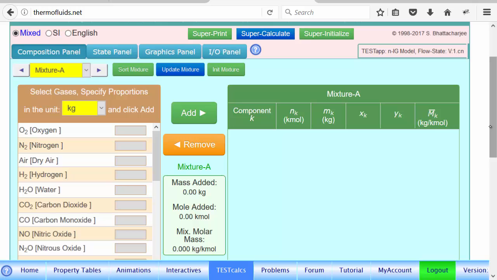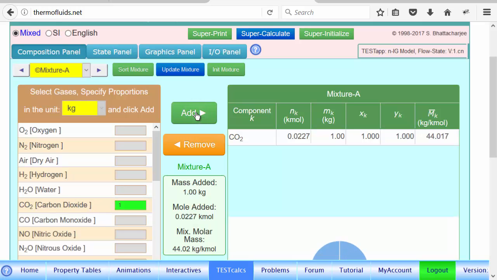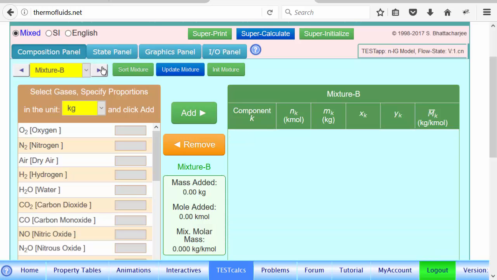So mixture A is what? We have carbon dioxide coming in. It's not really a mixture, so it's pure carbon dioxide. We just put 1 kg. It doesn't matter whatever unit we choose, kg, kilomole, percent. We can put anything. It's pure CO2. Mixture B is pure hydrogen. Add to the mixture, so we get pure hydrogen here.